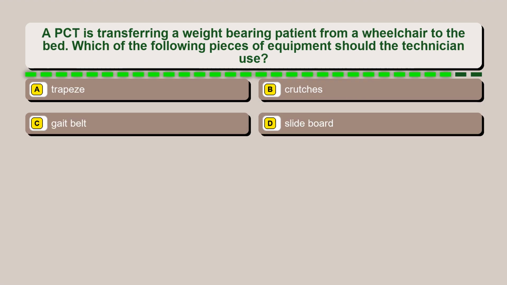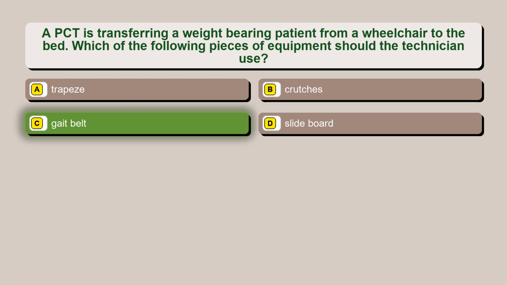Question 48. A PCT is transferring a weight-bearing patient from a wheelchair to the bed. Which of the following pieces of equipment should the technician use? Option A, trapeze. Option B, crutches. Option C, gait belt. Option D, slide board.